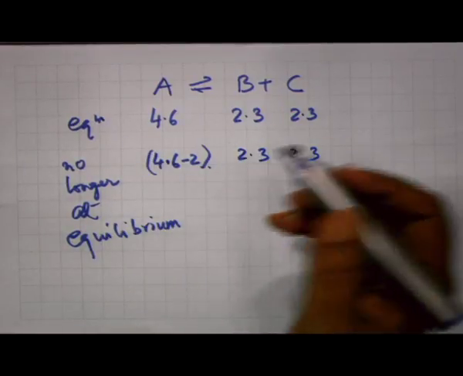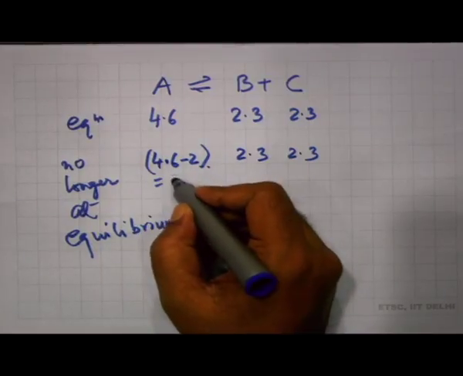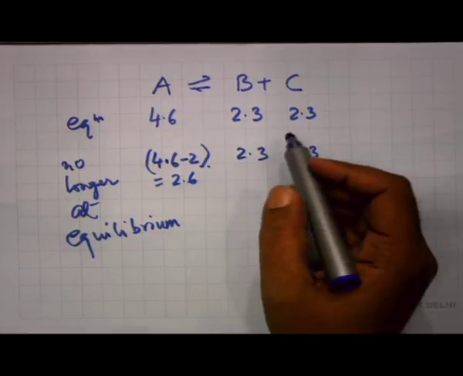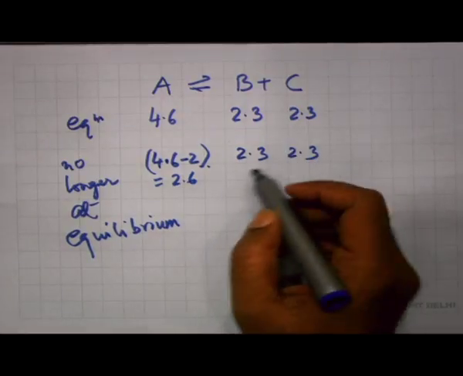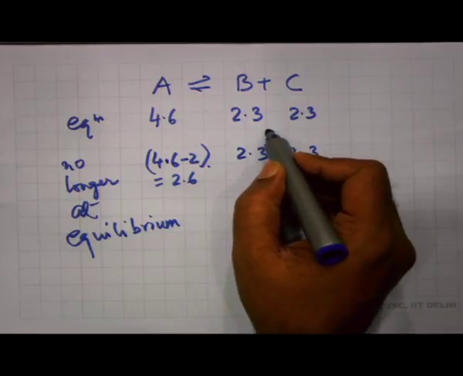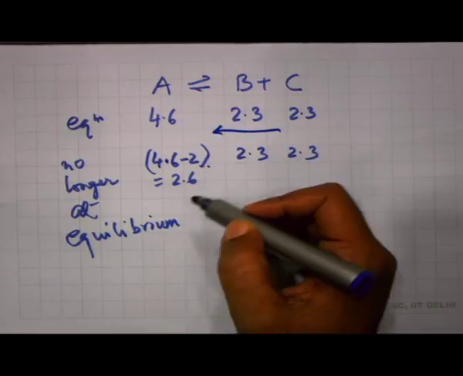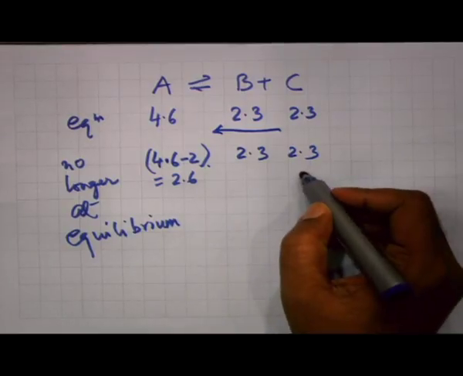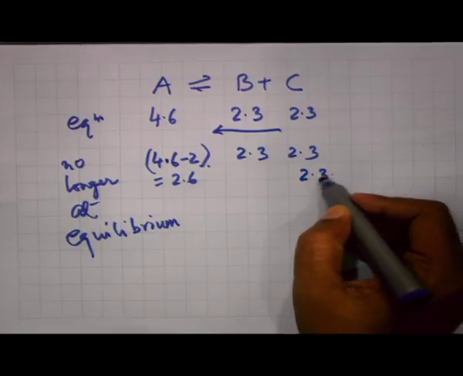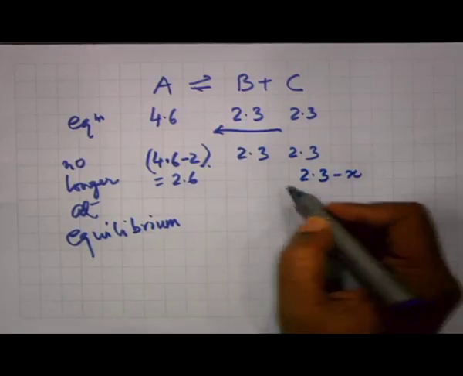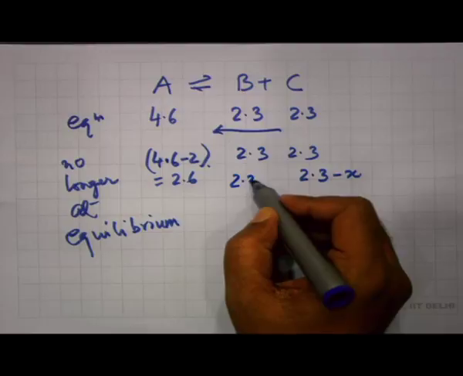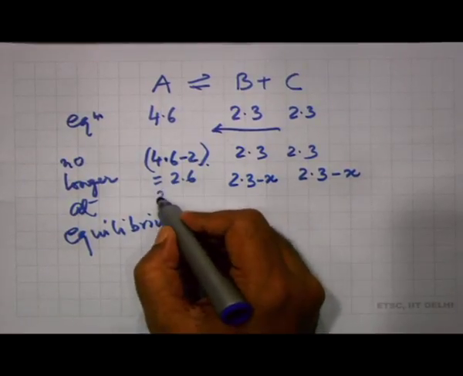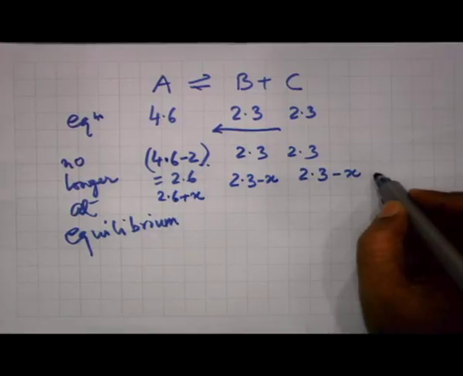So, at equilibrium what can happen? This is your 2.6. Suppose the reaction goes from this to this side. In that case what will happen? You can simply write 2.3 minus x, suppose x mole of C reacts with x mole of B and x mole of A is formed. This is at the new equilibrium.